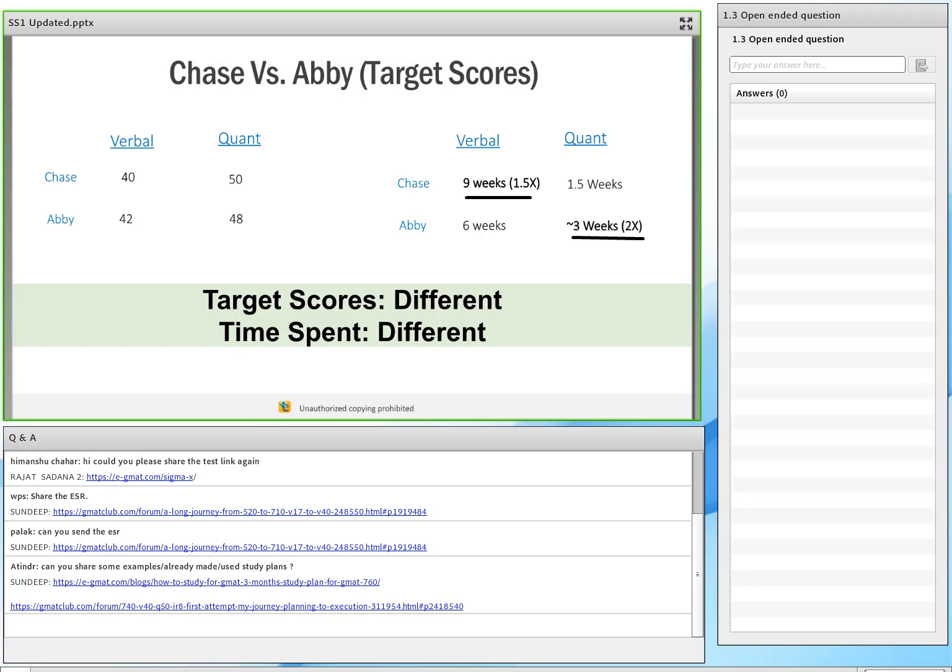Now imagine yourself, if you really needed 9 weeks to get to a certain score in verbal, but you only budgeted 6 weeks for it, what would happen? If you needed 9 weeks but you budgeted just 6 weeks, what kind of impact do you think it would have on how you go about studying? Can you put those answers in the short answer pod?